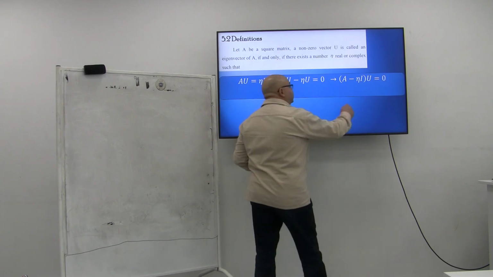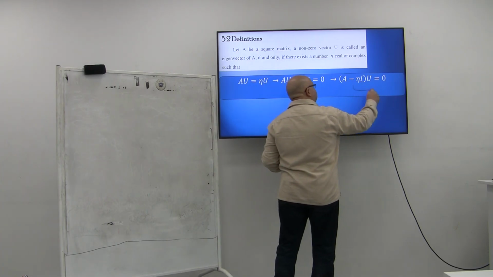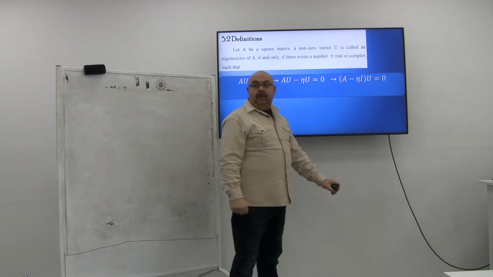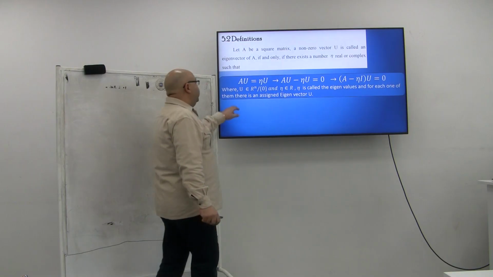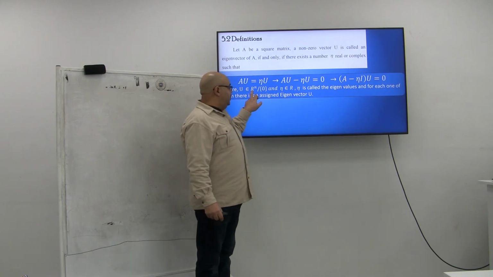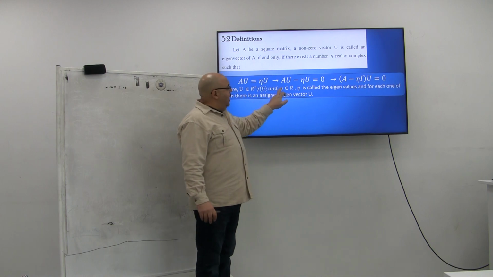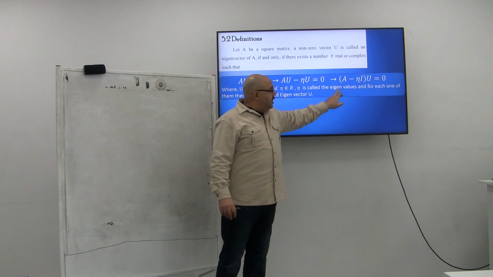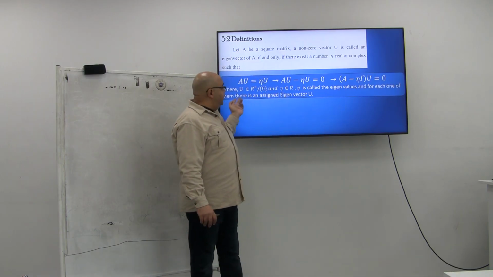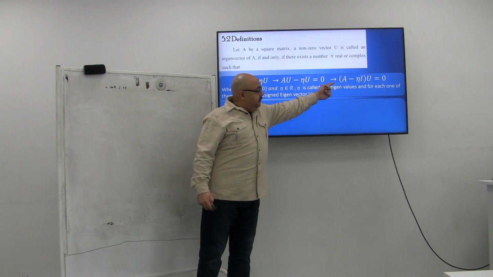So the only thing that can happen is having A minus eta I as a matrix equal to the origin. That's the only solution. Based on this, I know that u belongs to R to the power of n, because it's a vector, except 0, and eta belongs to R. Eta, we will call the eigenvalues, and for each one of them there is an assigned eigenvector u, satisfying this equation.